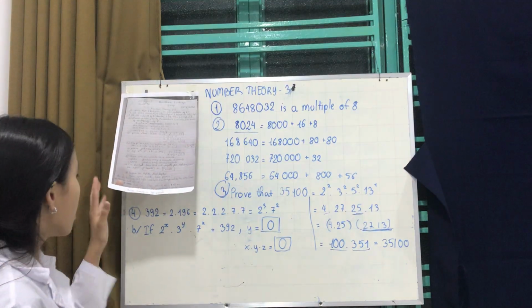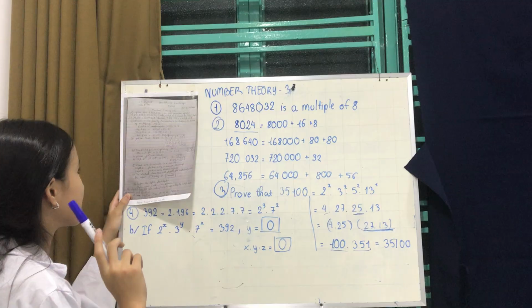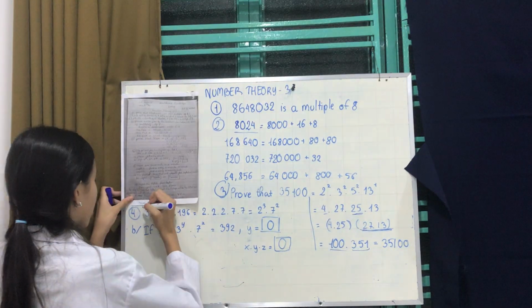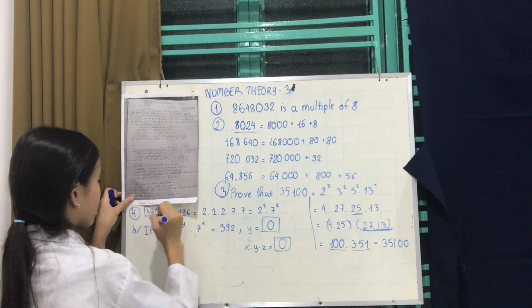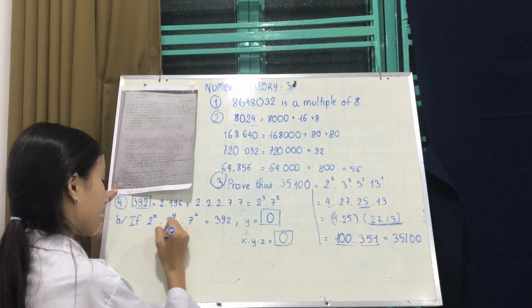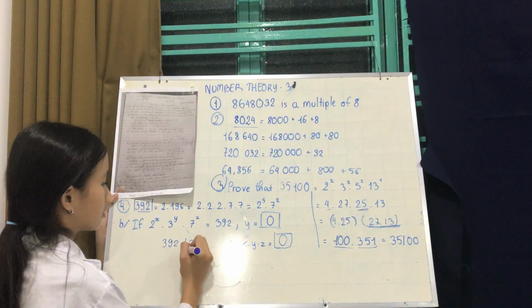Problem number 4. The prime factorization of 392. So 392, what is its prime factorization? Let's break this down. 392, let's divide it by 2.